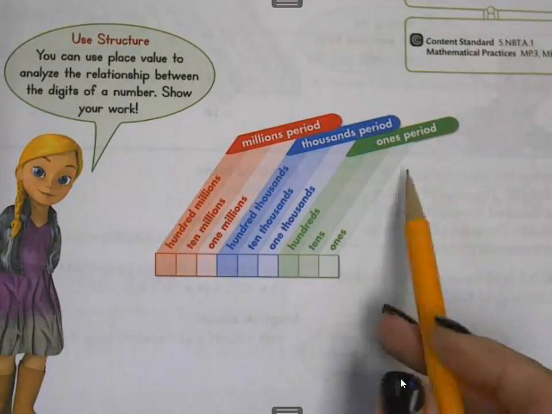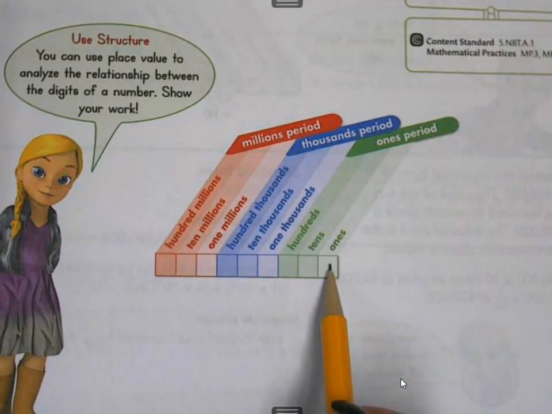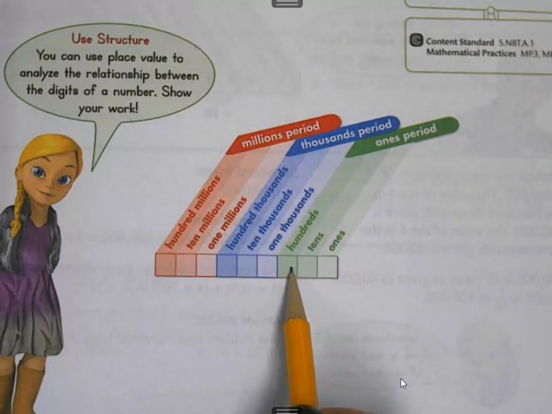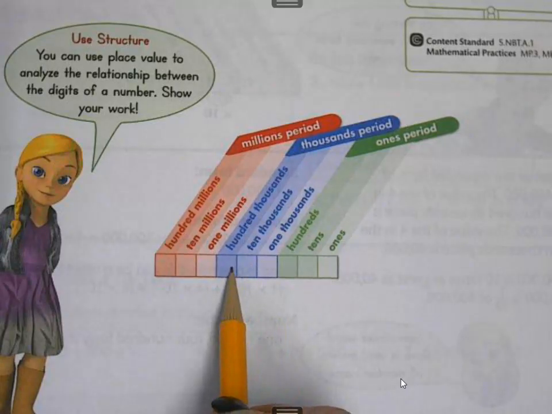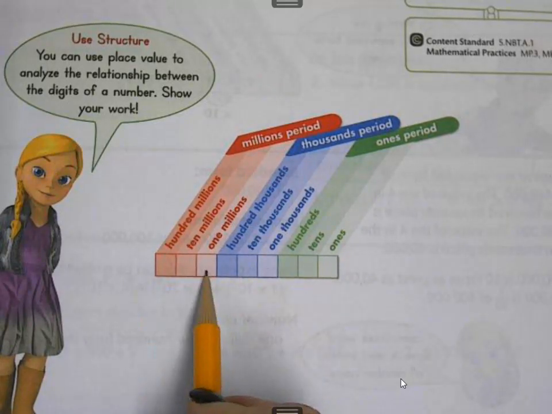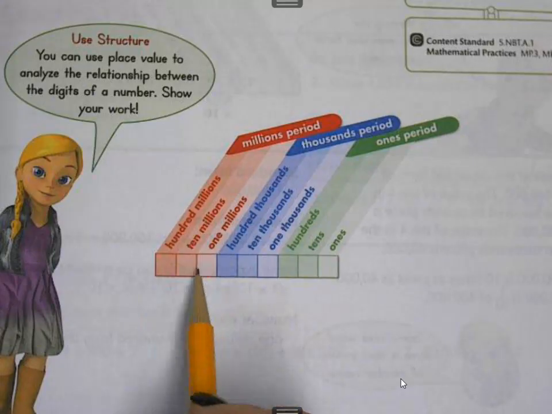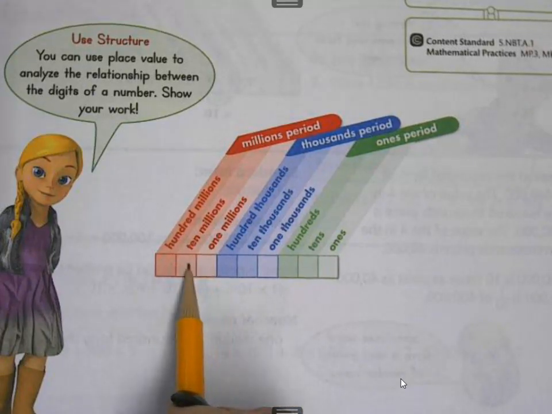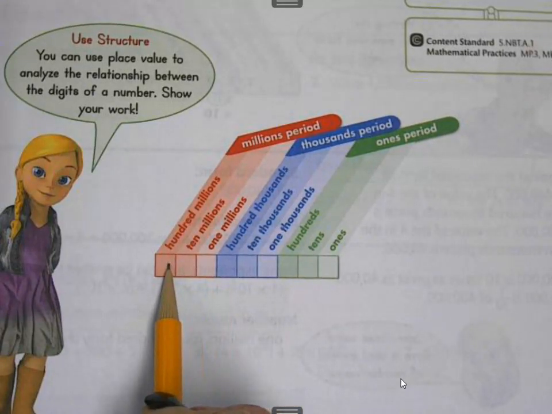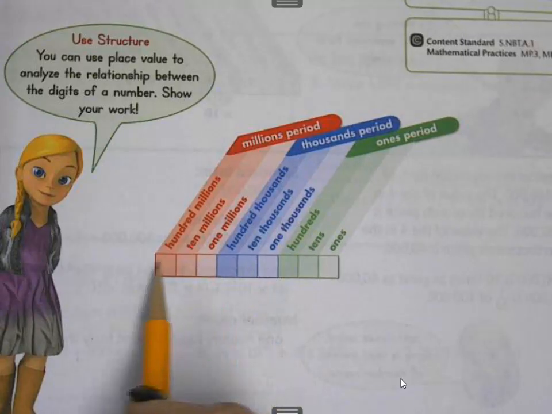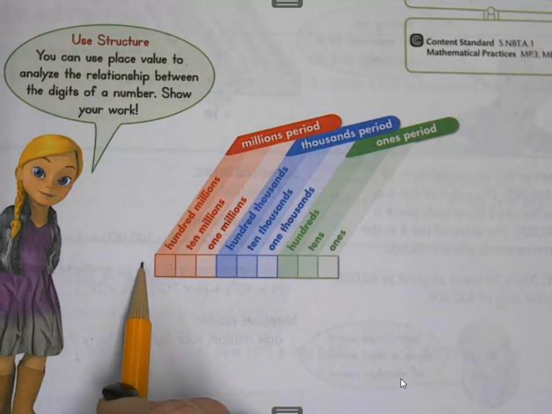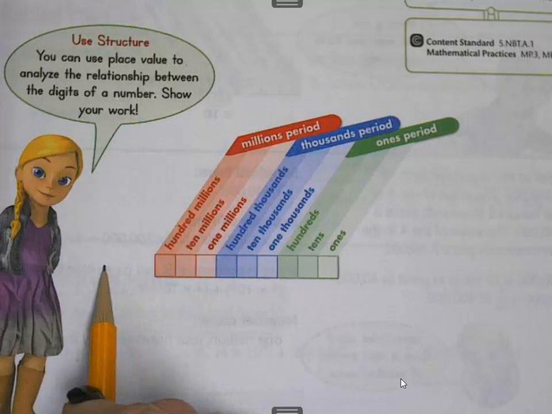We have our ones period that is made up of our ones, our tens, and our hundreds. We move over to the thousands period where we have our 1,000, 10,000, 100,000. Then we move over to the millions period, and you'll start to see a pattern here. We have our 1 million, 10 million, 100 millions. And if I told you that the next period was the billions period, you could probably predict based on this pattern that we would then have 1 billion, 10 billions, and 100 billions.